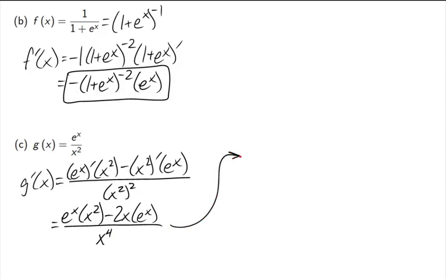Now just like when I use the product rule with e to the x, sometimes I like to factor out e to the x. So I'm going to say e to the x times x squared minus 2x over x to the 4th. And that will be my final answer.